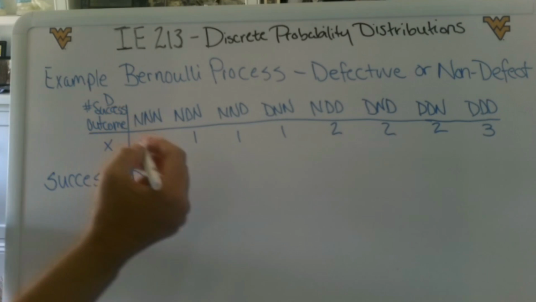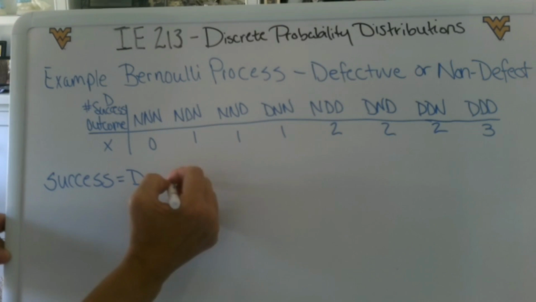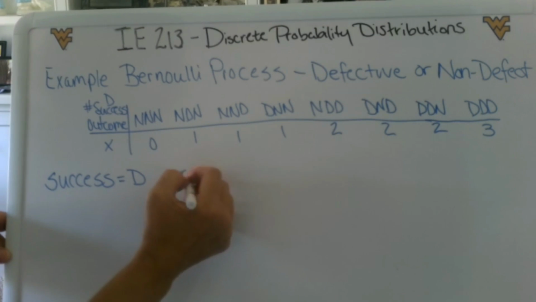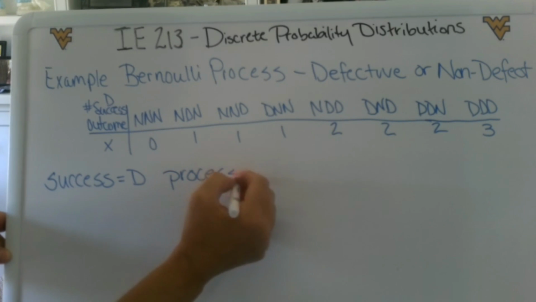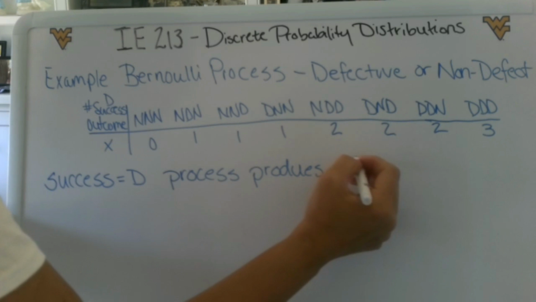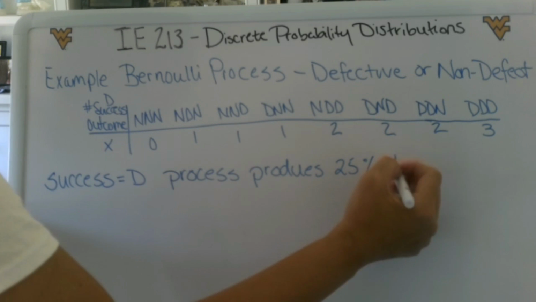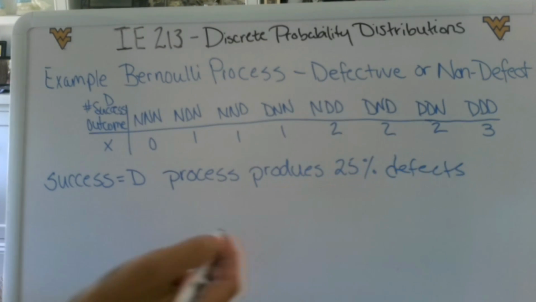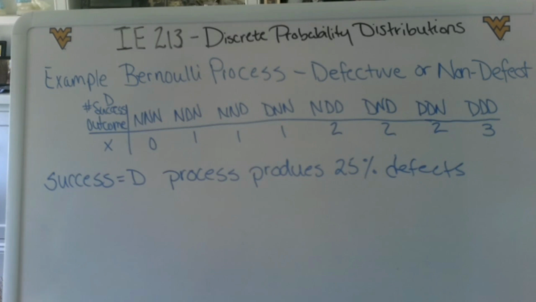So these 8 possible outcomes, since the items are selected independently, and we assume the process produces 25% defectives. So our process, and this could change, is process dependent. The process produces 25% defects. Okay, so then that means it's 75% non-defectives. All right, so what is the probability of an NDN?